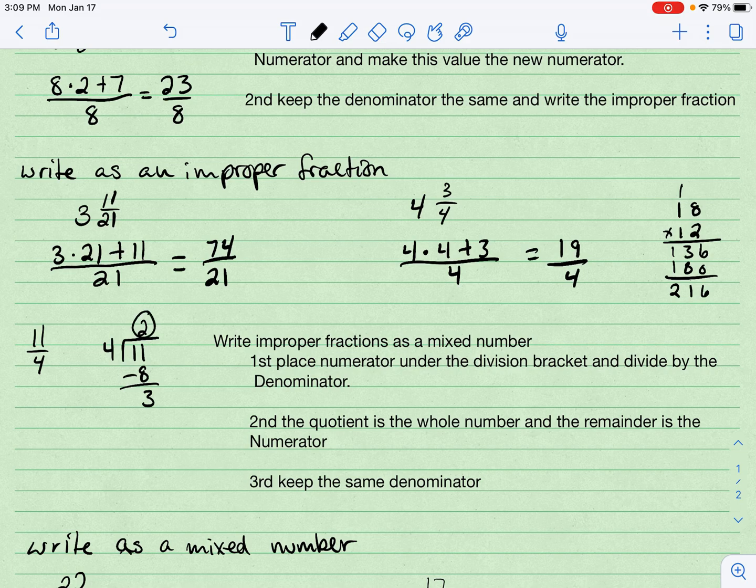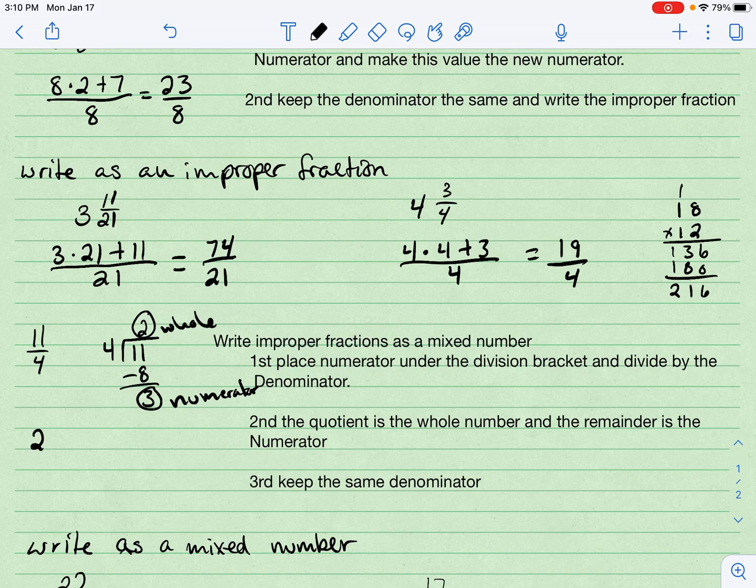Okay, this right here for the second says the quotient is the whole number. So remember, quotient is what you get when you divide two numbers, and it's on top of the bracket. So this is your whole number. And then the remainder is your numerator. So here we're not going to continue to divide until we either terminate or repeat. We're just finding what is left over after the denominator goes into the numerator. That now becomes our new numerator.